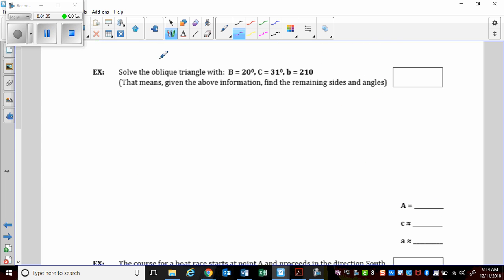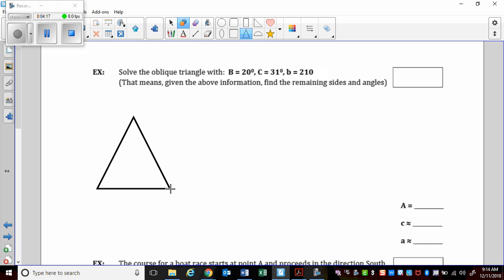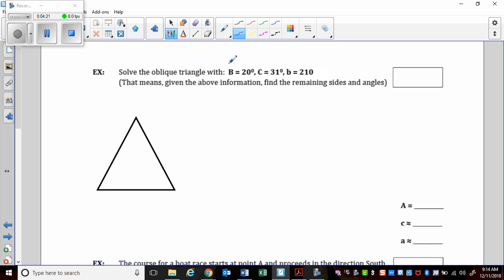So it says solve the oblique triangle with B, C, and little b 210. Okay, so we're gonna have to draw a triangle. It's very important that you guys draw a triangle. It's not a right triangle. Maybe it looks something like this. We know that we can label it any way we want. I'm gonna say capital A is here, capital B is here, capital C is here.